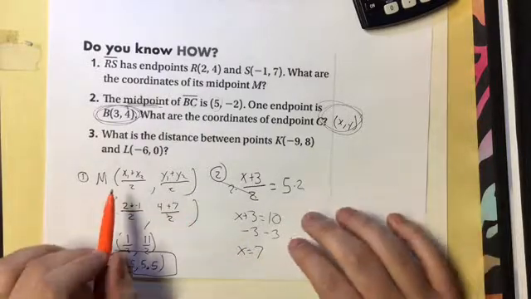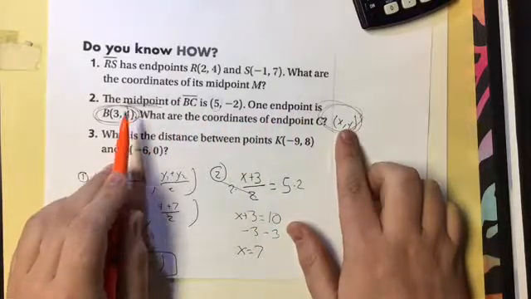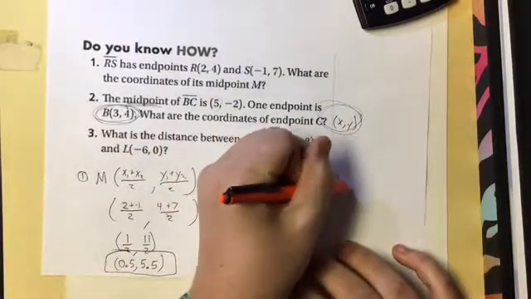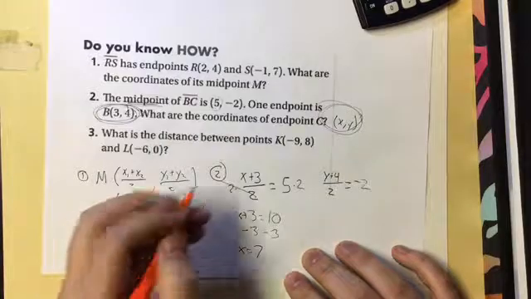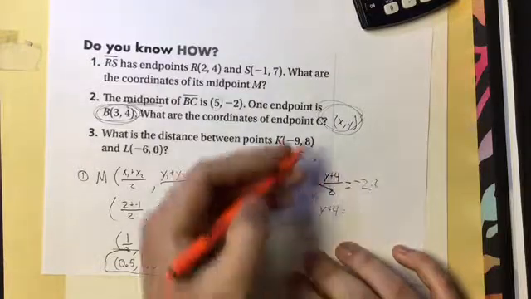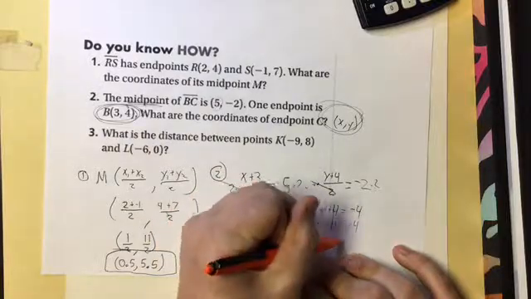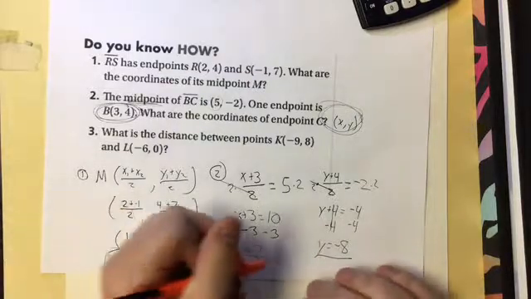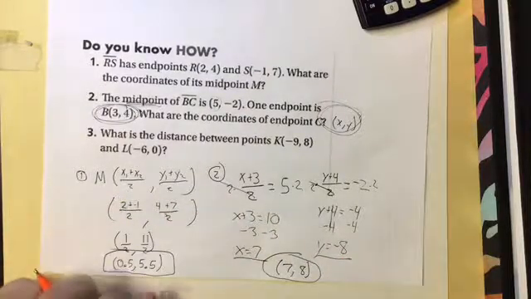To find the y coordinate of our midpoint, we again are going to do the y coordinates of our endpoints. Here's an endpoint and here's an endpoint. So y plus 4, divide that by 2, and set it equal to the y coordinate of our midpoint, in this case, -2. Now we multiply by 2, y plus 4 equals -4. Subtract 4 to get y by itself, and we have y equals -8. So I have an x coordinate, I have a y coordinate, but I need an ordered pair. X always goes first, y always goes second, so there is our midpoint.